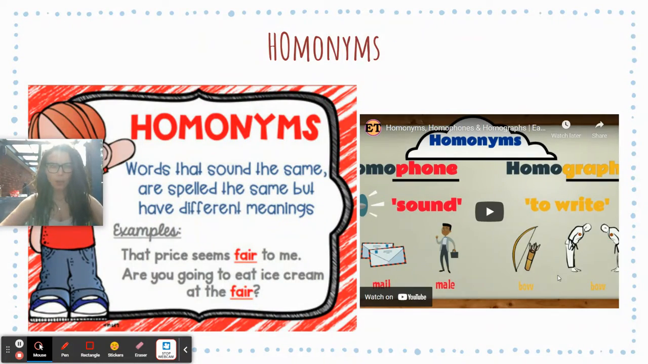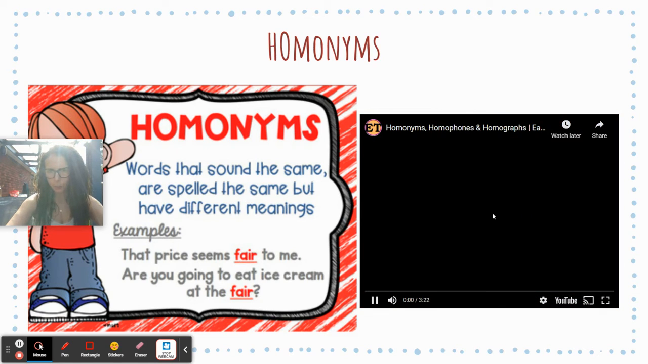They are words that sound the same, they're spelt the same, but they have different meanings. So they sound the same, they're spelt the same, and they have different meanings. So, for example, fair and fair. The price seems fair to me. Are you going to eat ice cream at the fair? Two completely different meanings. So let's have a listen to this for a little bit.